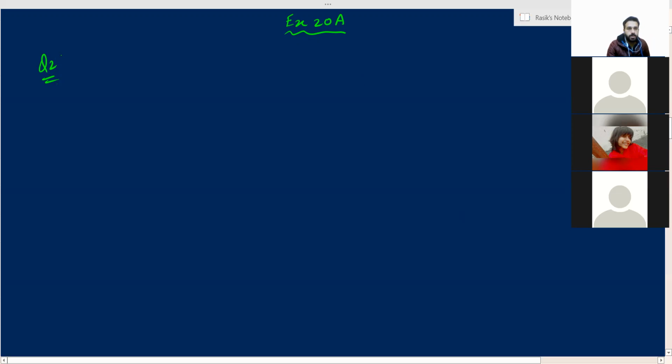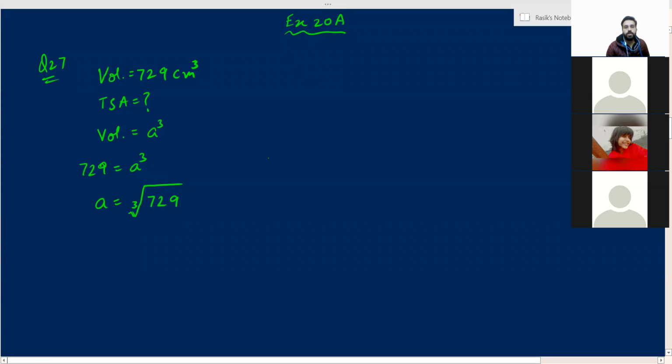So question number 27, the volume of the cube is given. In this case, the volume is given, 729 centimeter cube. We have to find the surface area. That means the total surface area we have to find out. So let's use the volume to find the side of the cube first. Volume is equal to a cube. So 729 is equal to a cube. How will you find a? You will find the cube root of 729.